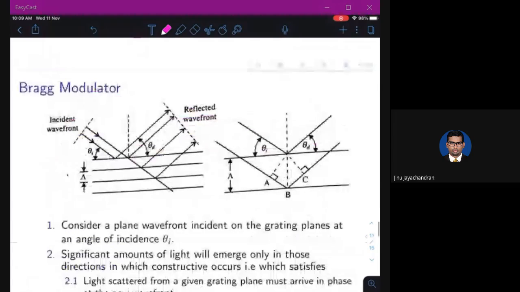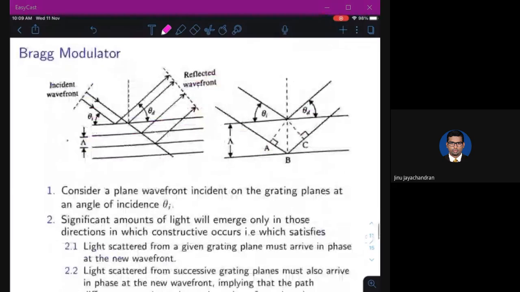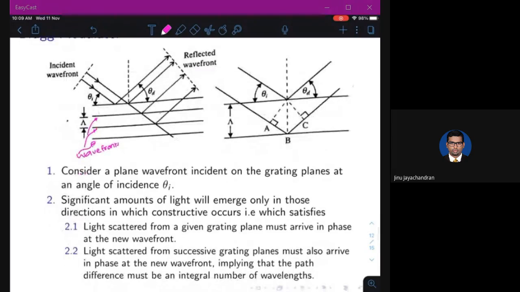So this figure illustrates what we have said. These are basically the wave fronts, and they are big. There is a change in refractive index, and whenever there is a change in refractive index, there is some kind of reflection. So the wave is incident at theta I, and it is reflected at some angle theta d.